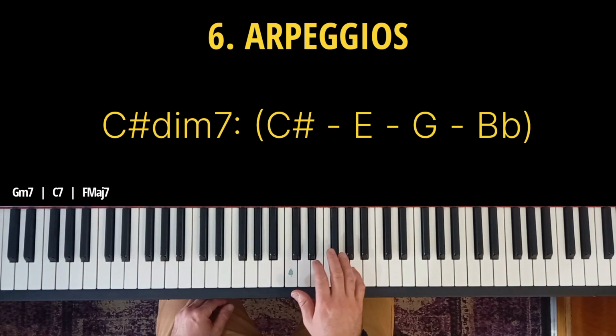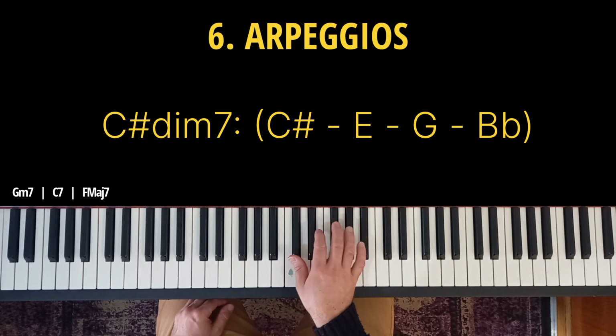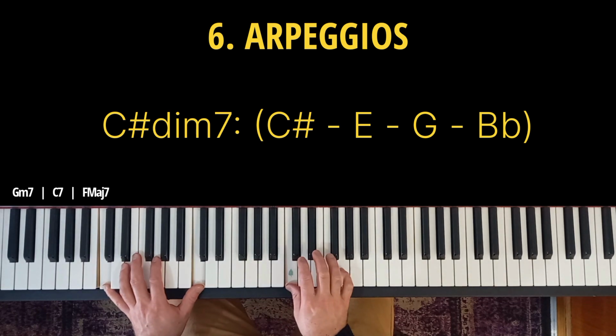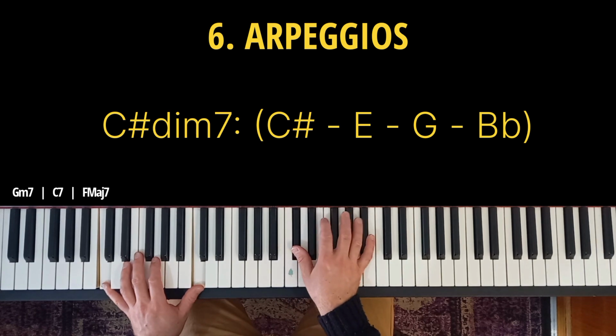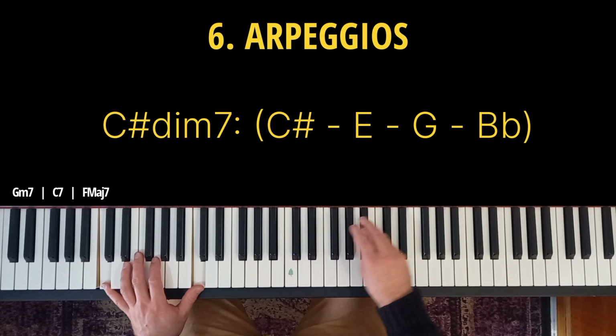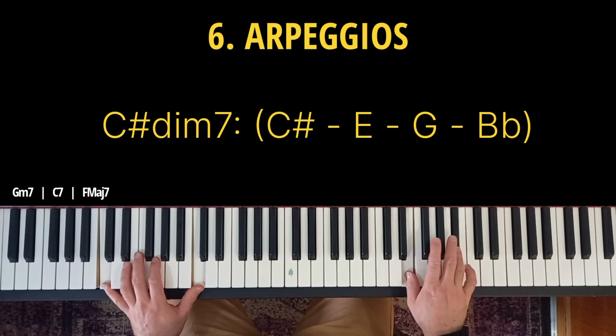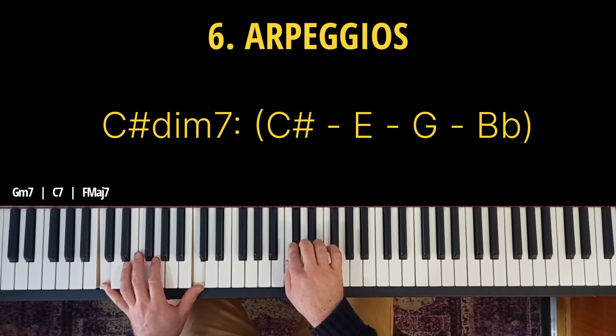That's one shape we can use. Now another shape we can use is the diminished 7 triad, and I really like this one. So what you do is you get the root of whatever the 7th chord is, in this case C7, and you go up a semitone, and then you build a diminished 7 chord off that. And what it gives you is all the notes from C7, the 3rd and 7th, but it also gives you the flat 9.